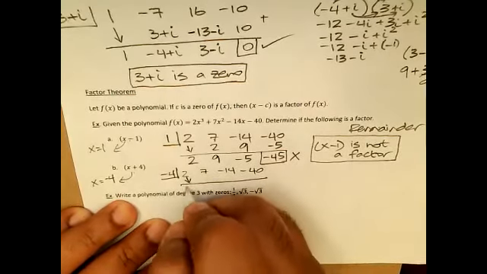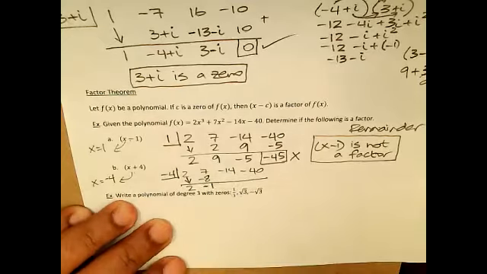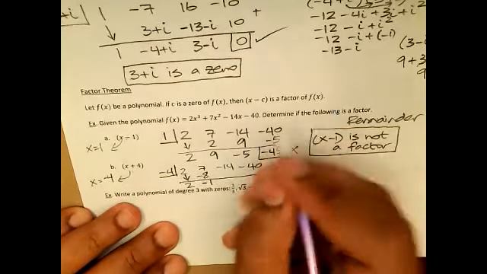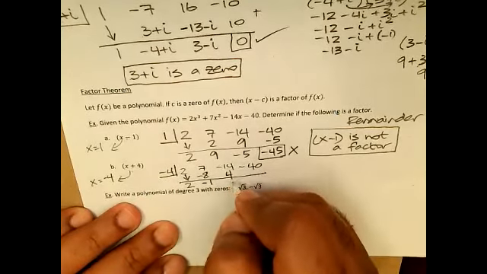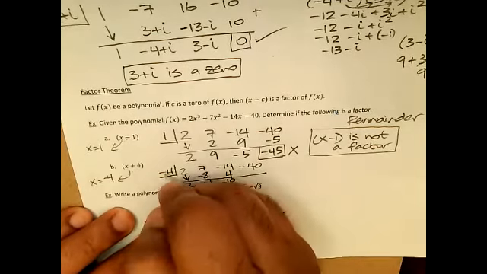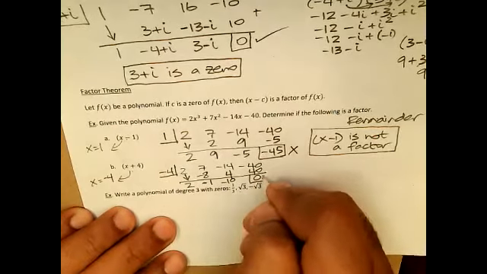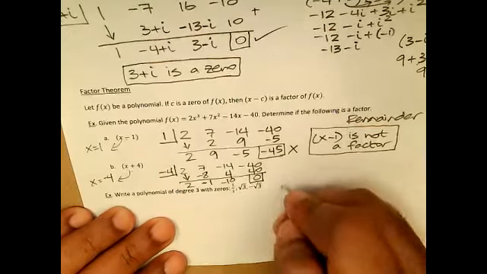I bring the 2 down. 2 times -4 is -8. 7 minus 8 is -1. -1 times -4 is a +4. -14 plus 4 will give me -10. -10 times -4 is a +40. -40 plus 40 is 0.